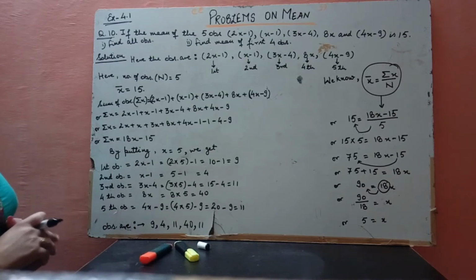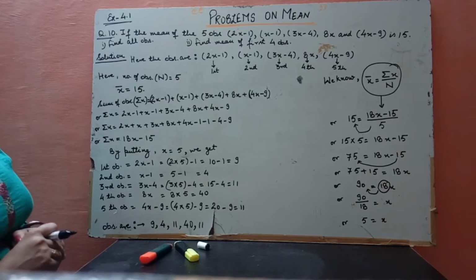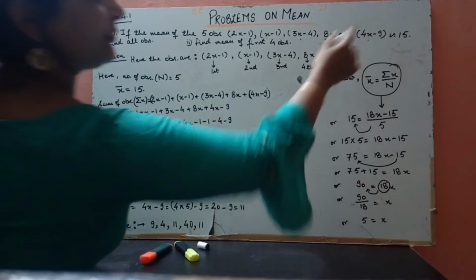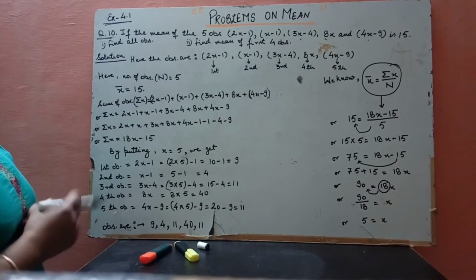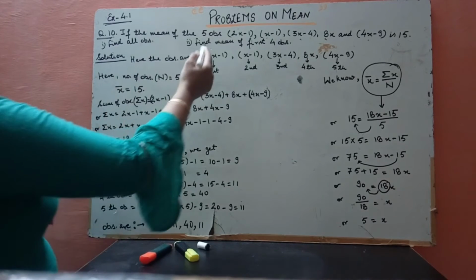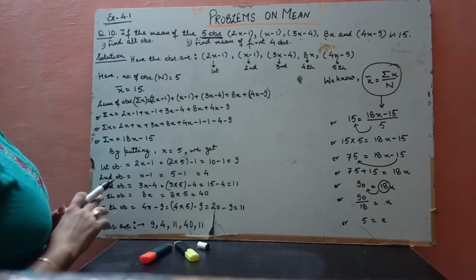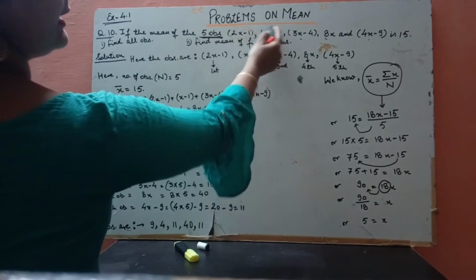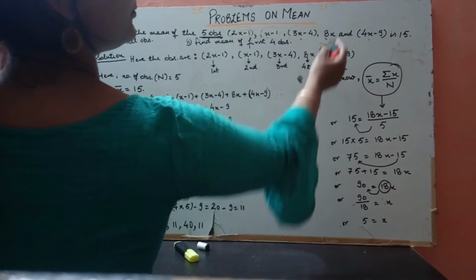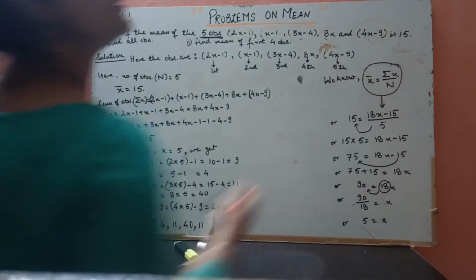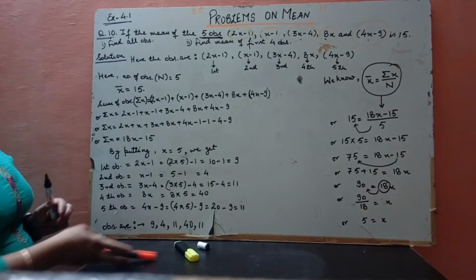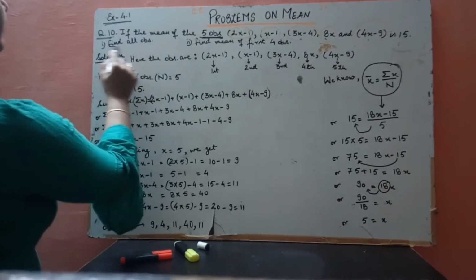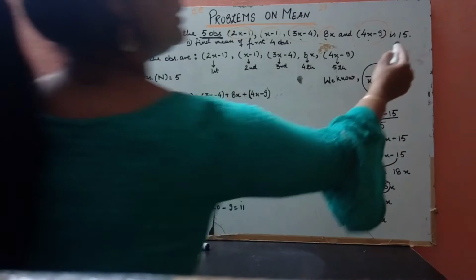If the mean of 5 observations, 2x minus 1, x minus 1, 3x minus 4, 8x and 4x minus 9 is 15. The meaning of the question is how many observations are there? 5 observations are there, and the values of those 5 observations are 2x minus 1, x minus 1, 3x minus 4, 8x and 4x minus 9. These are the values of the 5 observations. So what do we have to find? We have to find the observations if the mean is 15.